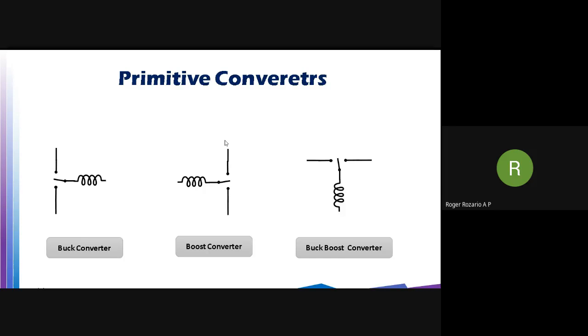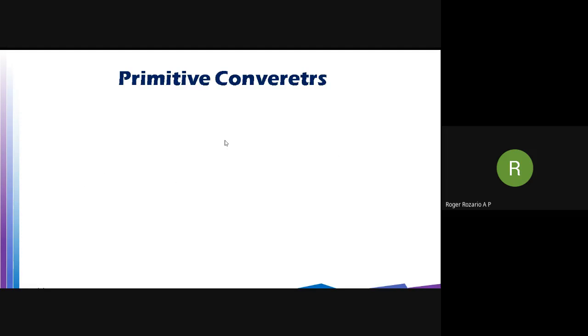So this is how we arrive at the configuration of these three converters: buck converter, boost converter, and buck boost converter. Let us draw the circuit diagrams for them. In the first, the inductor is present towards the load side, and this capacitor supports the load for energy requirements. This circuit is called the buck converter.